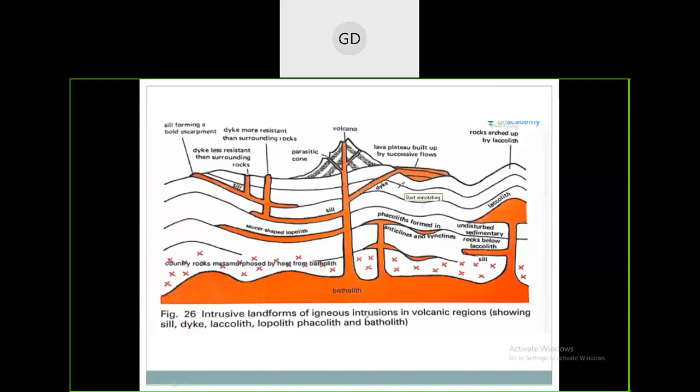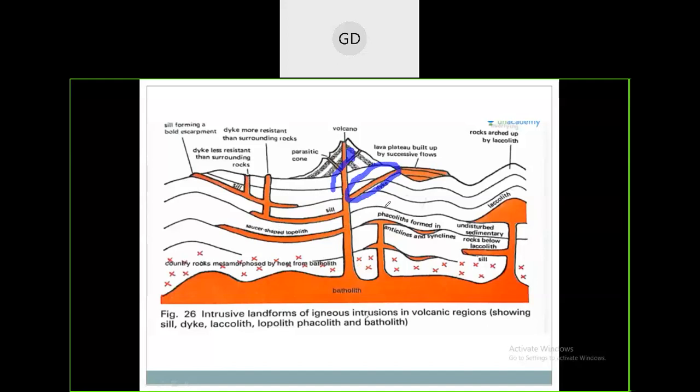Okay. Here, what you can see is across the discordant body. You can see that this one is discordant, yes. So this dike, what is a dike?